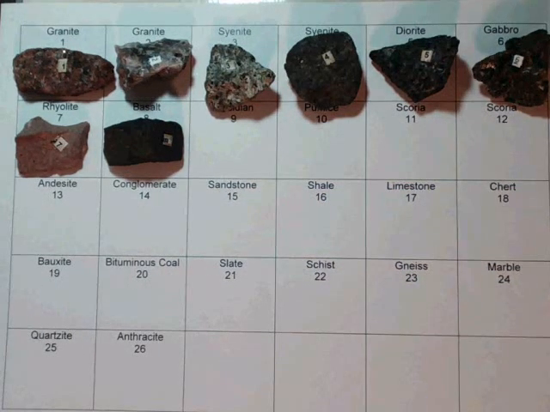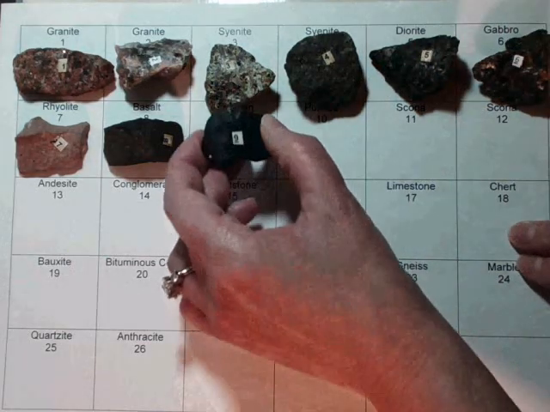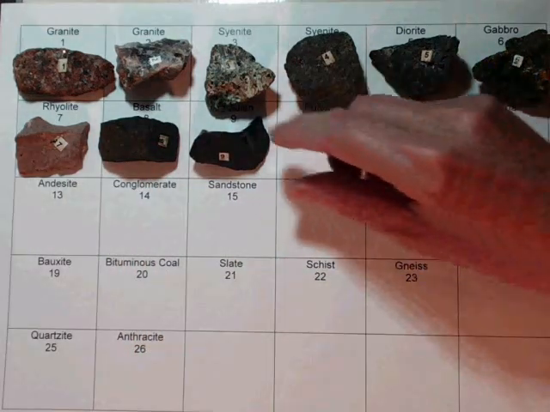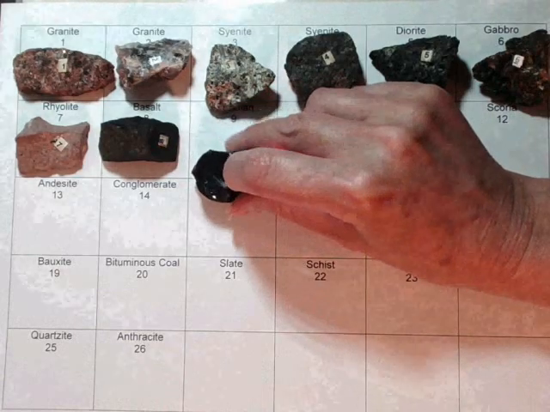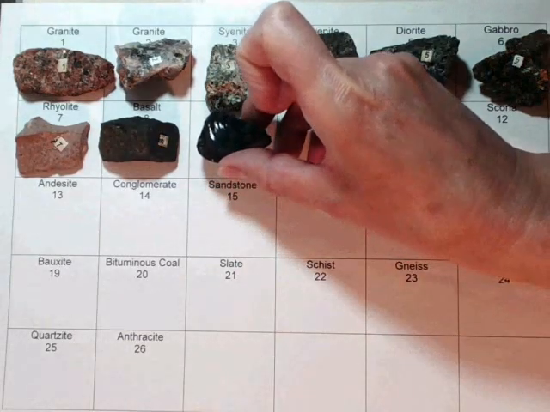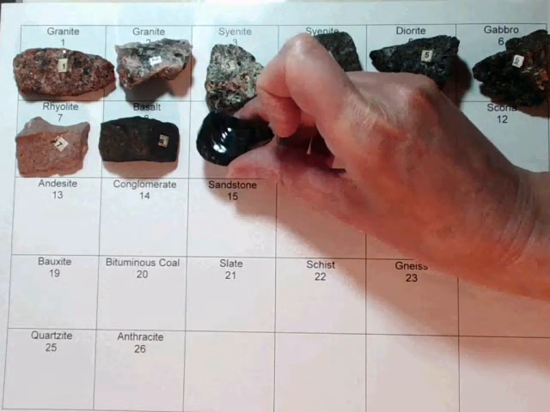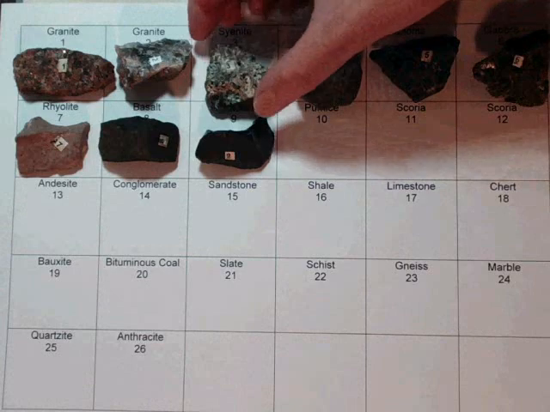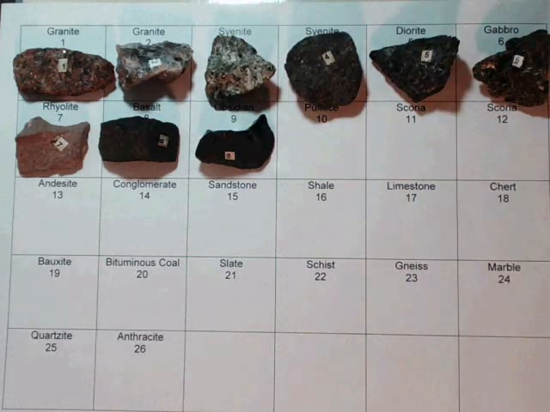Then we have the obsidian, number 9. Very smooth, kind of a conchoidal type of fracture, the way those break. This is a glassy texture, obsidian. Obsidian exhibits a glassy texture. That was the only one that had the glassy texture.